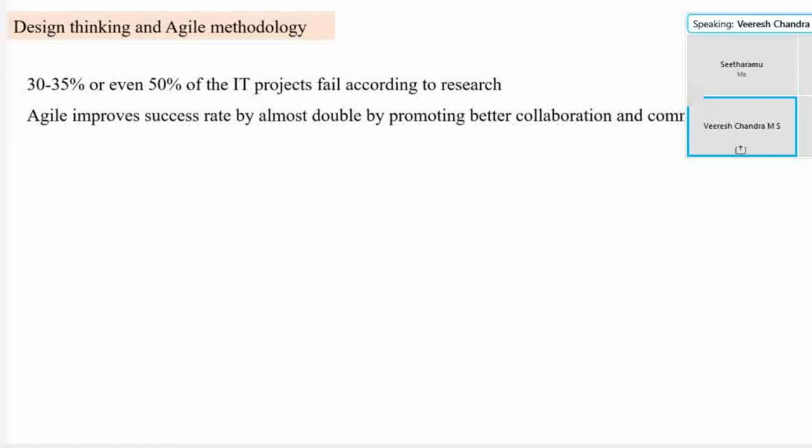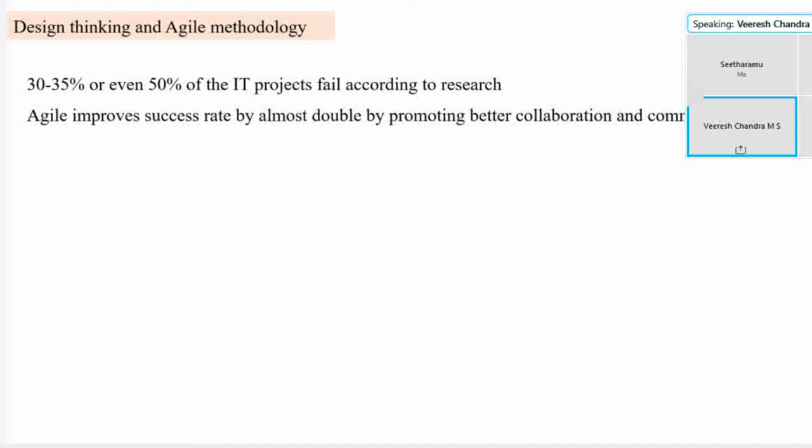Whereas collaboration, every team should be collaborated with each other. So I will complete my work today, so immediately the work has to be taken from the others also, the next department or the next team, and they have to work accordingly. They have to collect data from the previous team, what they have worked on, what are the parameters or the changes they should make, whatever it is, they have to collaborate and communicate. So majorly this was the reason why the IT projects were failing.